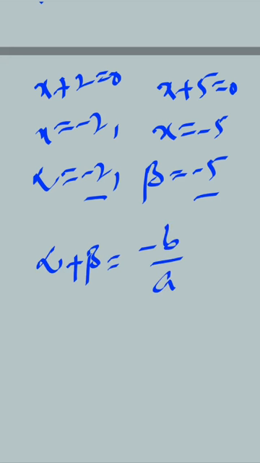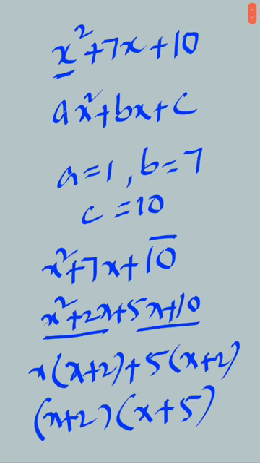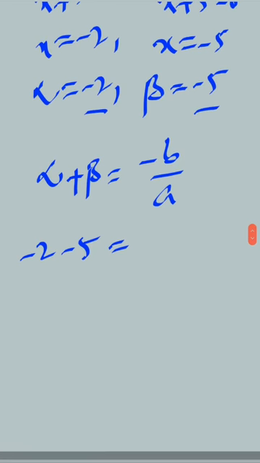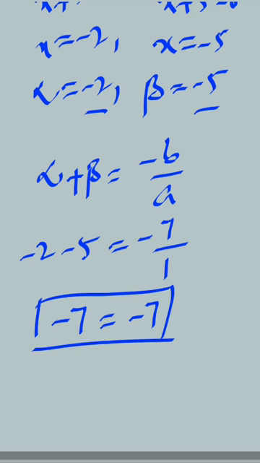Now substitute the values. Alpha is -2, we already know that. Beta is -5. That equals, here what is b and what is a? Here b is 7, a is 1. Substitute the values: b is 7, that means -7 by 1. Now -2 minus 5, how much? -7. Here -7 by 1 is -7. Yes, these two are equal. So the first thing is verified.